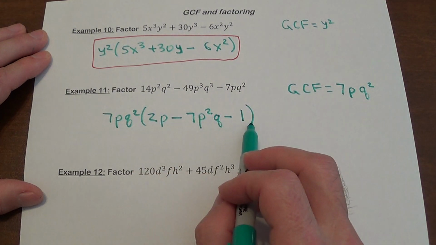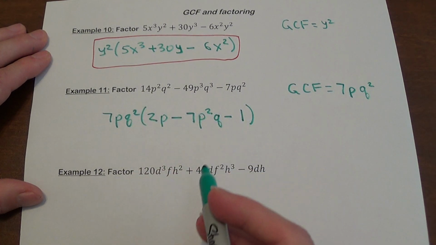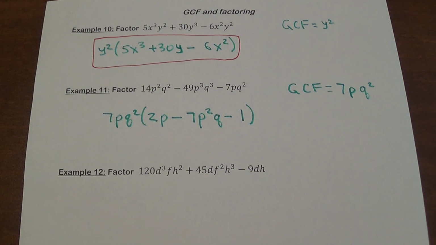Remember, the number of terms in parentheses when you take out the greatest common factor must match the number of terms in the original expression. So 7pq squared divided by 7pq squared will leave you with 1.